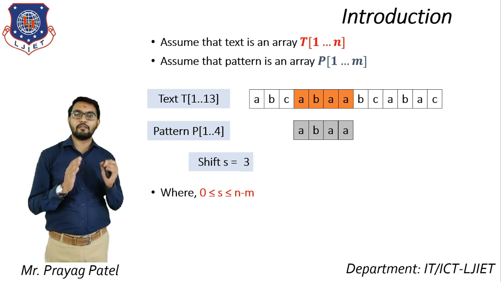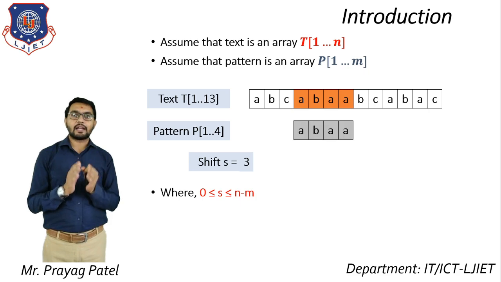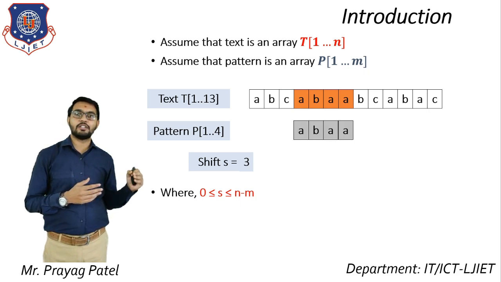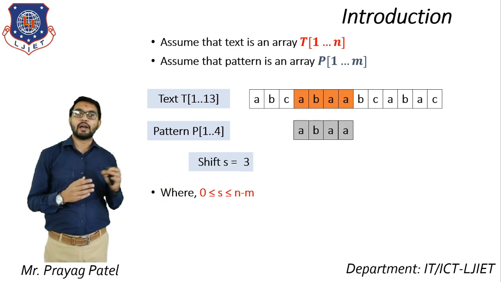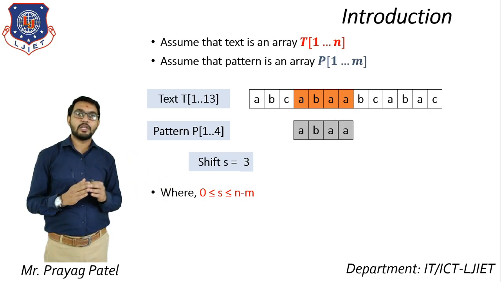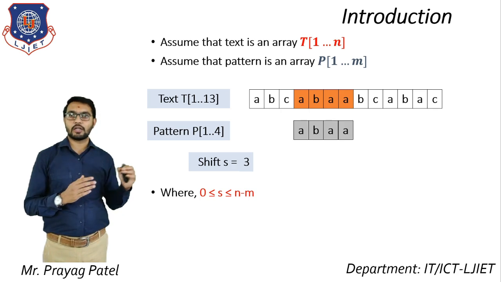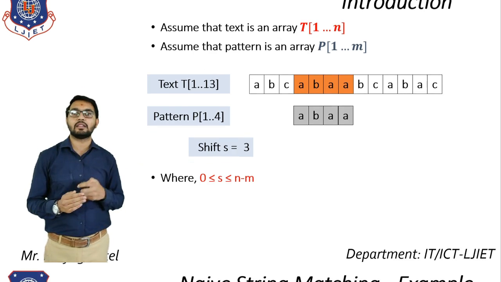So consider the value of s. What is the value of s? S starts from 0. So 0 is less than or equal to s, which is less than or equal to n minus m. Now what are n and m? N means the length of the text and m means the length of the pattern. So n minus m means text length minus pattern length.